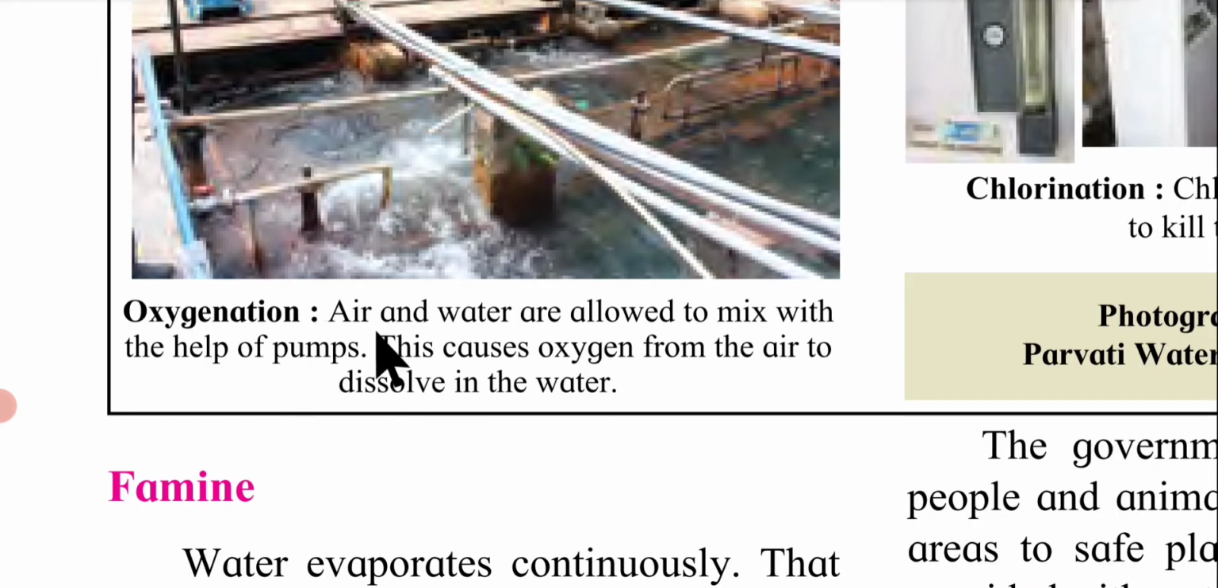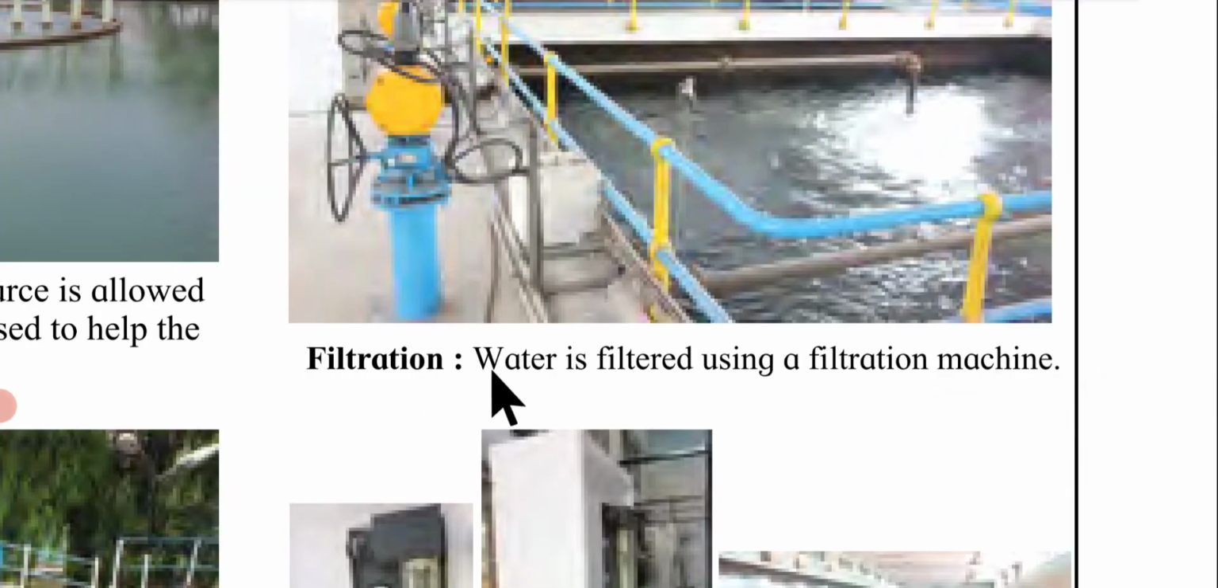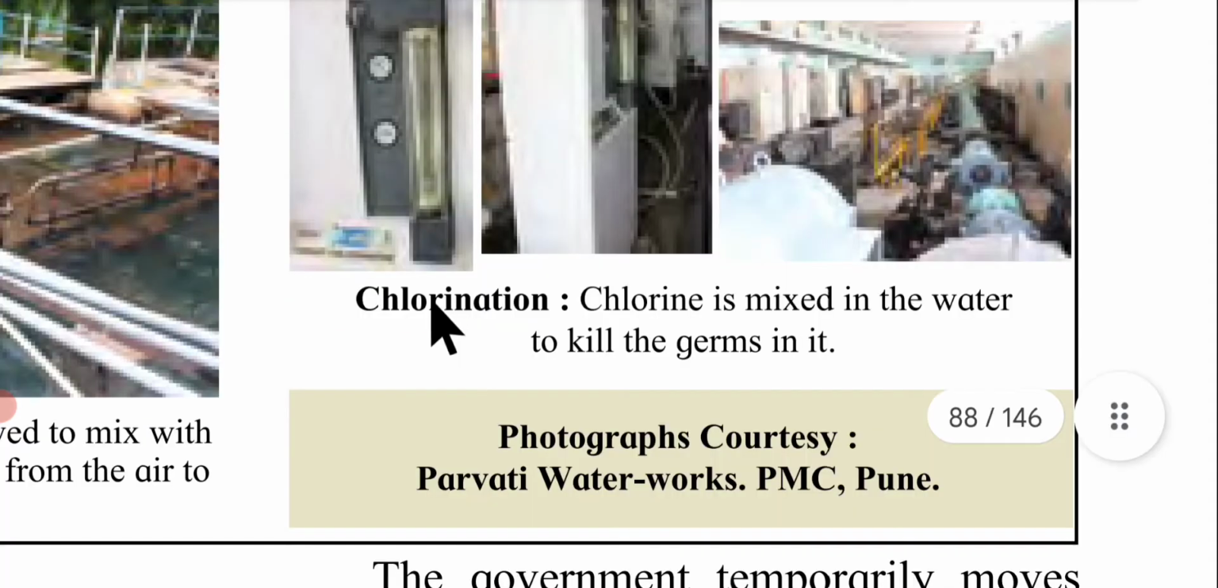Oxygenation. Air and water are allowed to mix with the help of pumps. This causes oxygen from the air to dissolve in the water. Filtration. Water is filtered using a filtration machine. Chlorination. Chlorine is mixed in the water to kill the germs in it.